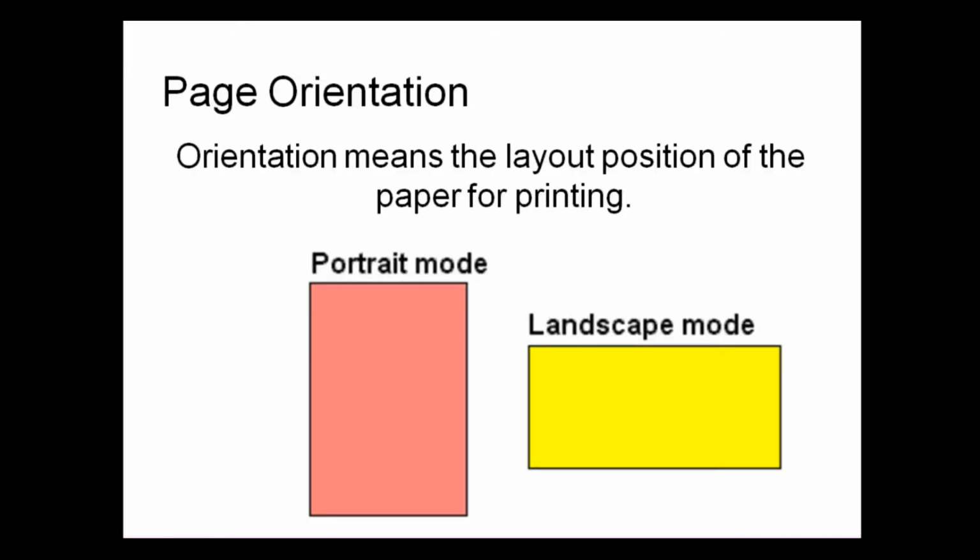Okay? Page orientation. The orientation means the layout position of the paper for printing. In our Writer software, two kinds of page orientation are there. First one is portrait mode and second is landscape mode. In portrait mode, the width of the page is less than the height of the page, and in landscape mode, the height of the page is less than the width of the page.